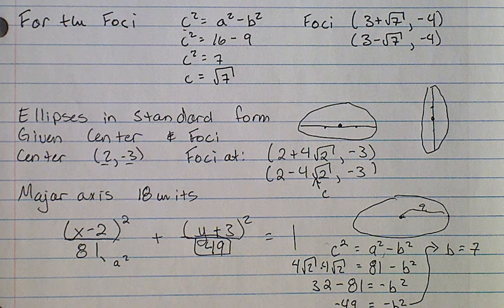I just got confused because I thought we had to square the 81. No, because the a is only 9. So I skipped a step. Should I not have done that?